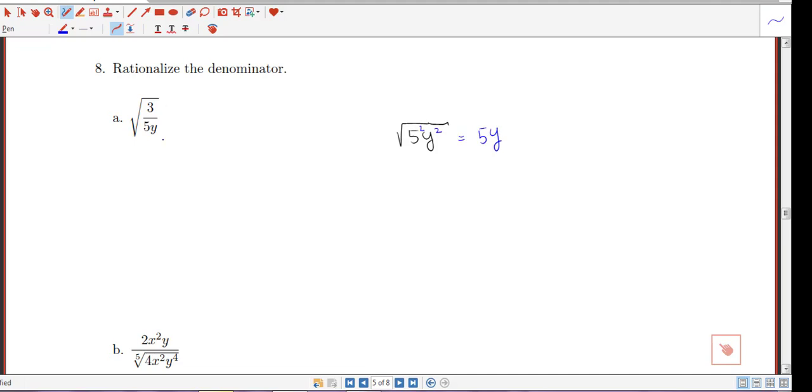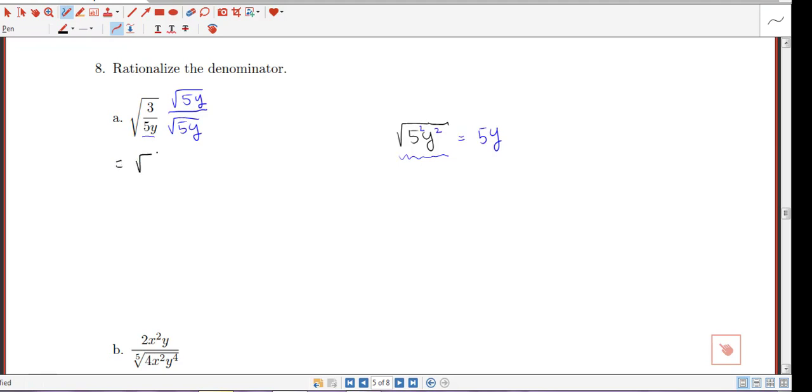So let's take a look. Right now you're given just the square root of 5y. What can I multiply to that to get square root of 5 squared y squared? Well, isn't it another square root of 5y? If I'm going to do something on the bottom, I better do the same thing on the top.